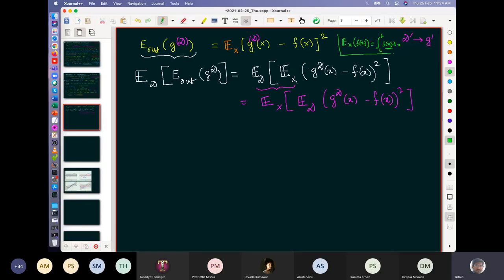If you're not convinced, just open a statistics book. This is a very first nomenclature that they do. Expectations, if the term is positive, you can flip it. So let us try to focus on the inside aspect first. Later we will come to this expectation. First, let us decompose this one.